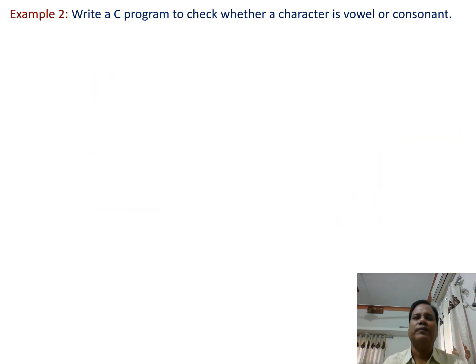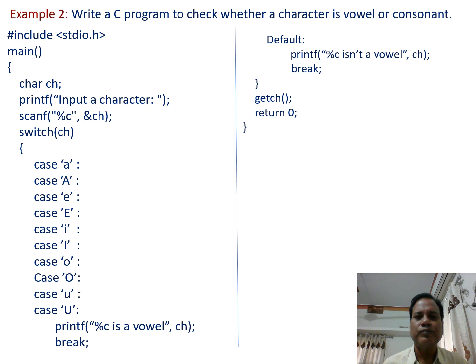Now let us take another example. Write a C program to check whether a character is a vowel or consonant. If we press any character on the keyboard, this program displays the result whether the entered character is a vowel or consonant. So the program can be written like this. As we have to input a character, we declare a character variable: char ch. So ch is a character variable.